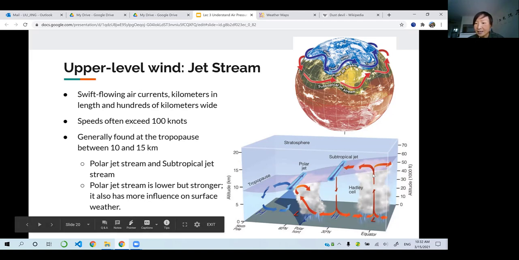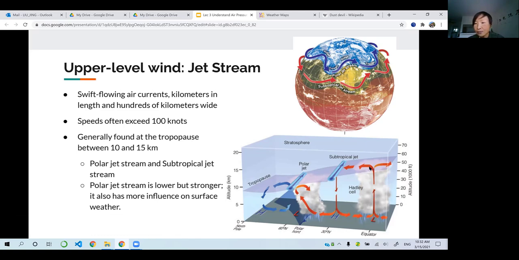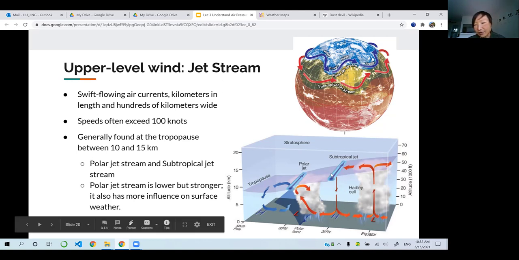That, we will learn later, is the Hadley cell, but basically you have this rising air from the equator, and then when it hits the tropical pulse, it will spread out. On its upper level wind on the way to the north, it will be turned to the right. So that is this subtropical jet. This one has very little impact on us because it's not in our area, and also it's very high above the ground.